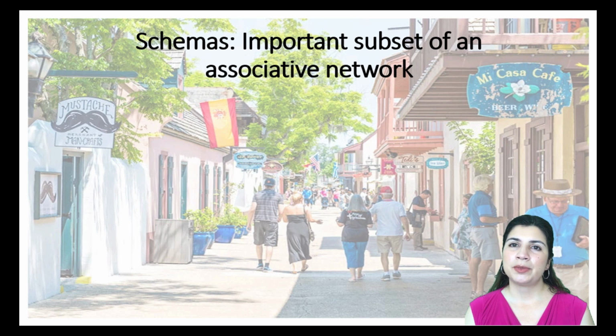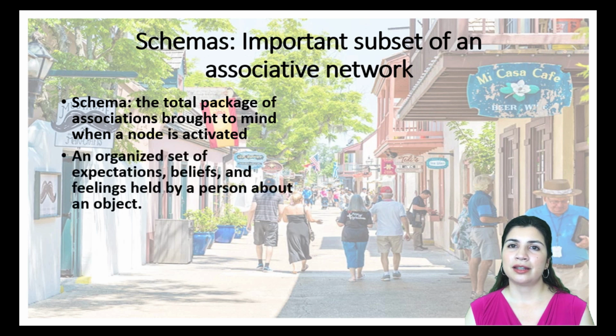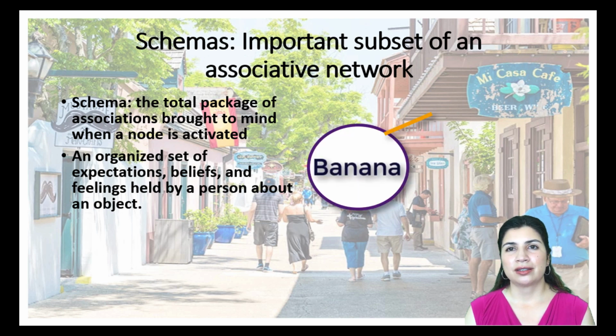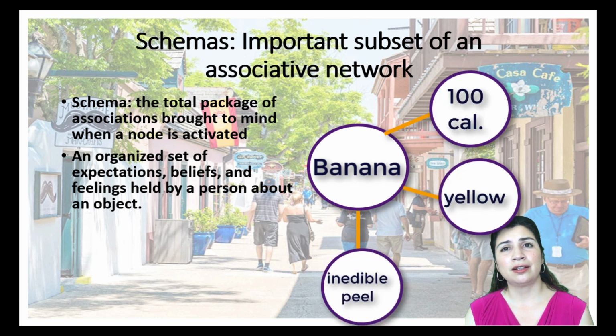Now, there is an important subset of a person's associative network known as a schema, which refers to the total package of associations brought to mind when a node is activated. A schema is an organized set of expectations, beliefs, and feelings held by a person about a particular object, such as a brand. The schema for the concept banana has many associations. That it has 100 calories, it is yellow, you don't eat the peel.